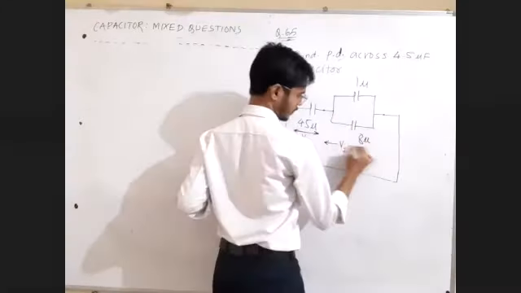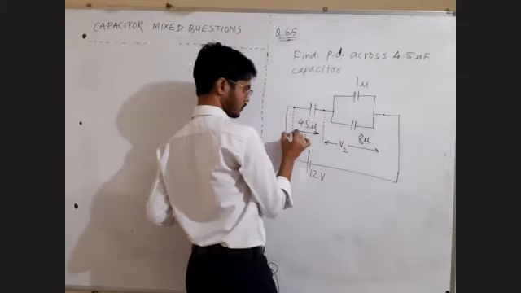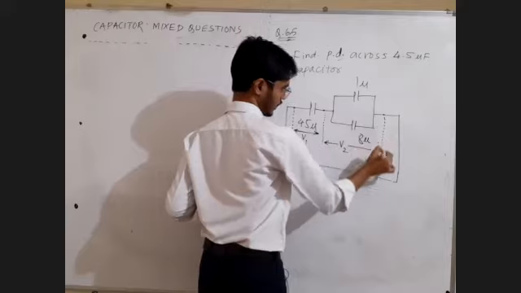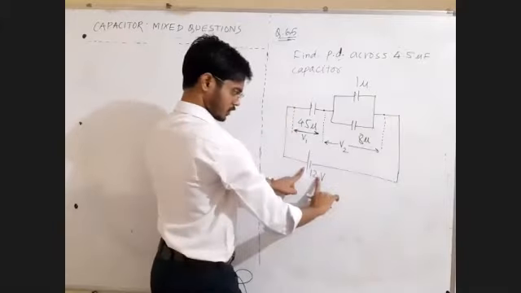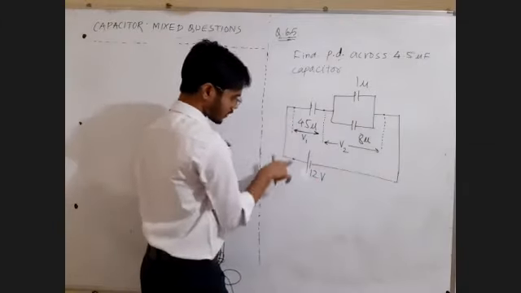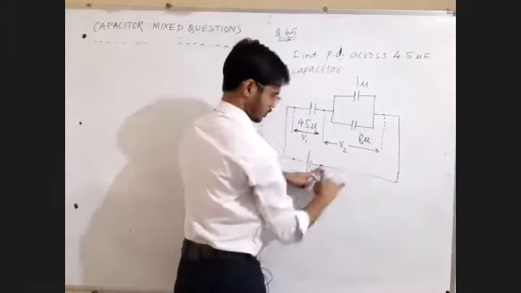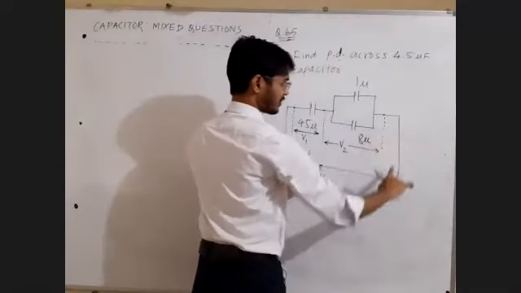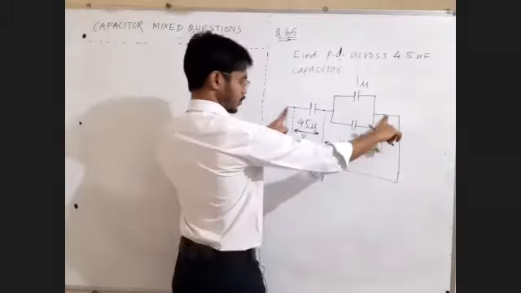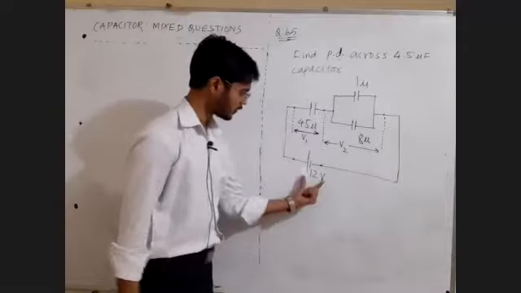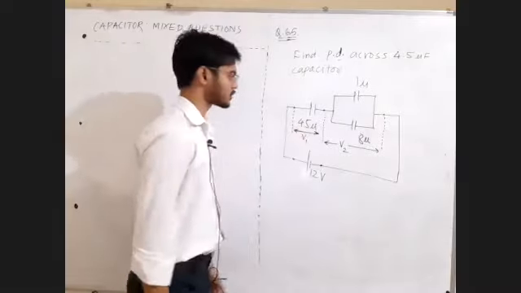Between this point and this point, let me draw a dotted line like this. The potential difference is 12 volt, because these two points are the same. The battery is connected between this point and this point, and nothing is connected in between, only metallic wire, so the potential will be the same. So the total potential difference is 12 volt. What is the potential across this?